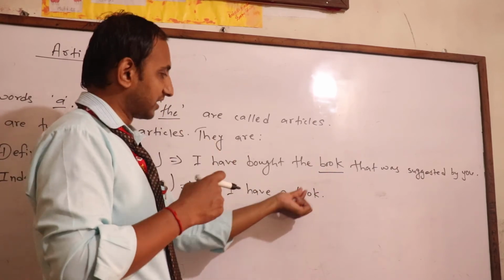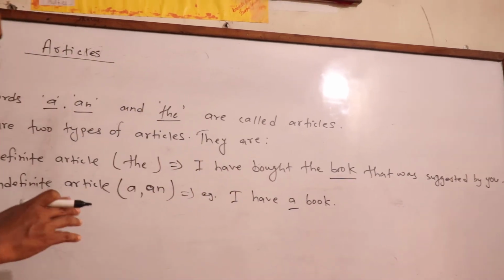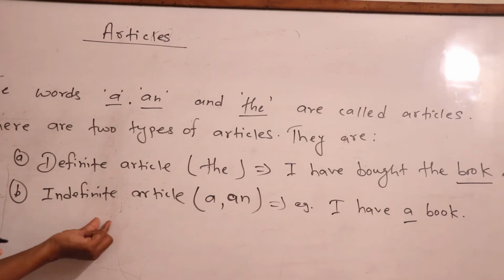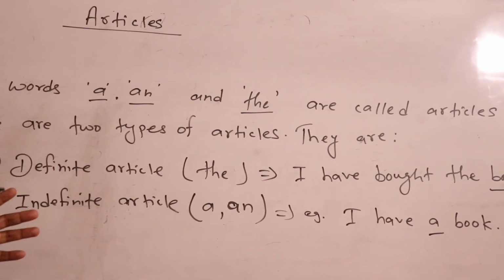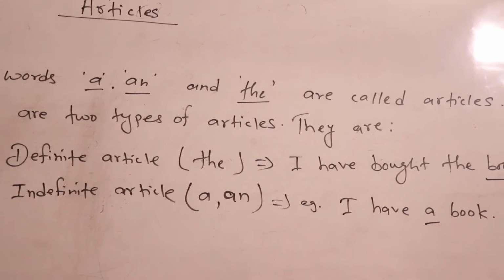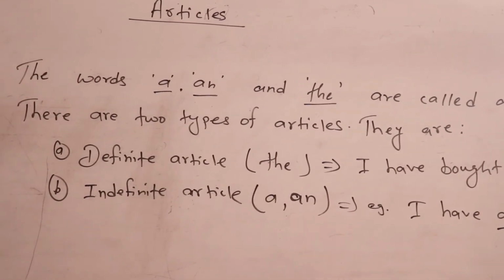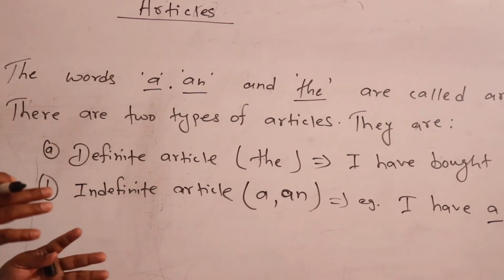But here, the same book is used, but a is used here. So you have to be very clear about the definite article the and the indefinite article a and an. The difference you have to understand. Yes. So now there are some structures of articles. You know where we use articles. Especially we use articles before nouns.